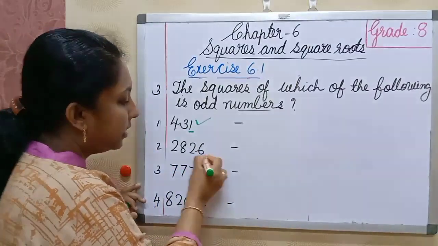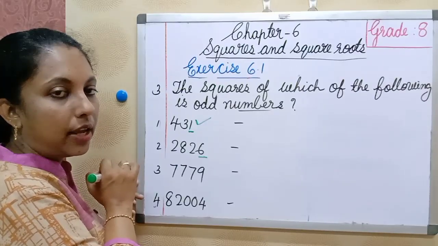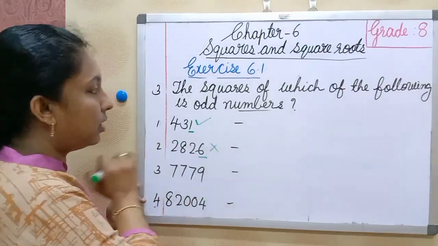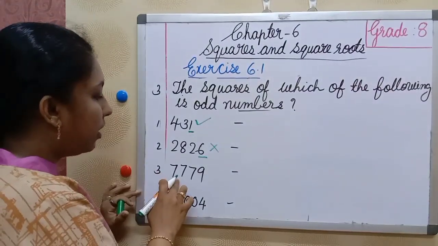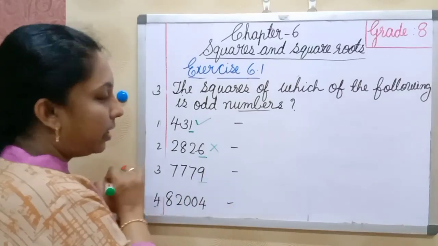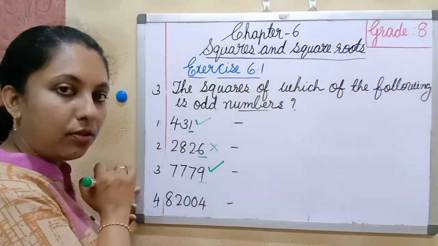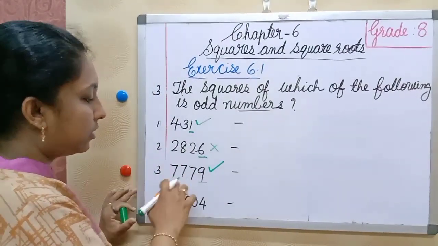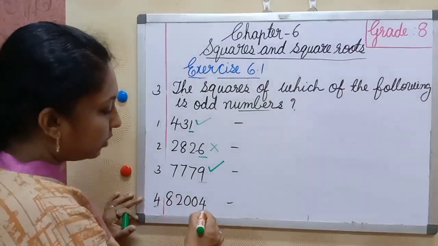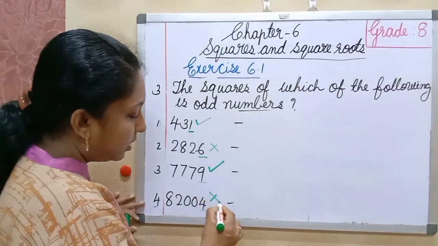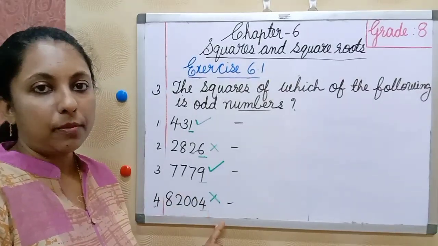2826. The unit place digit is 6. 6 into 6 is 36, and 36 is not an odd number. So the square is not an odd number. Next one, 7779. Unit place digit is 9. 9 square is 81, and 81 is an odd number, so the square of this is also an odd number. Same way, 82,004. 4 square is 16, which is not an odd number, so the square of 82,004 is not an odd number.